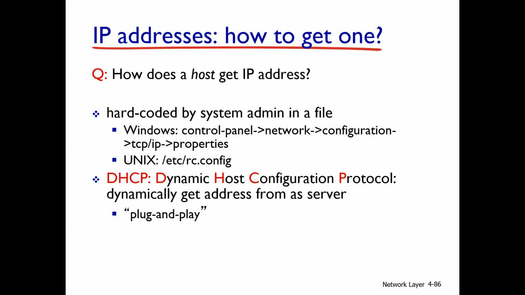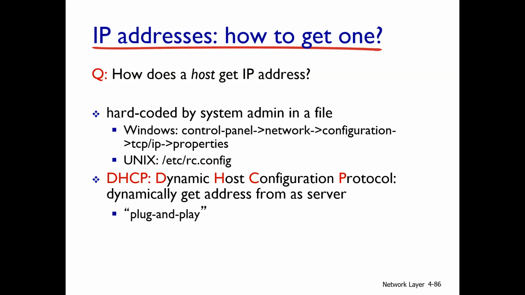if you're working in Windows, you can go to the control panel, network configuration, TCP/IP properties, and see what the IP address of your host is. In Unix, it's typically hard coded in a file by the system admin, and this is the name of the file where it will be hard coded. The second way is that you use DHCP.